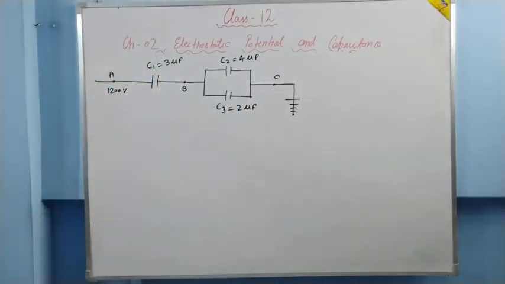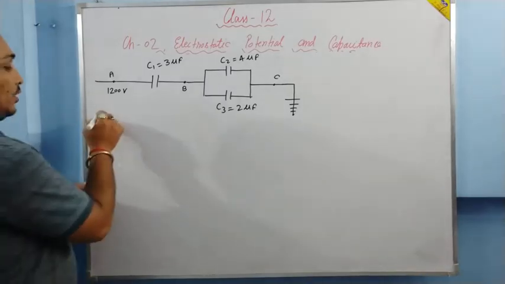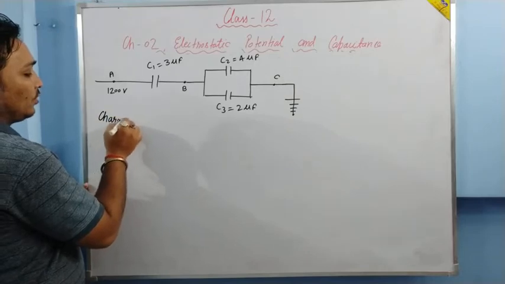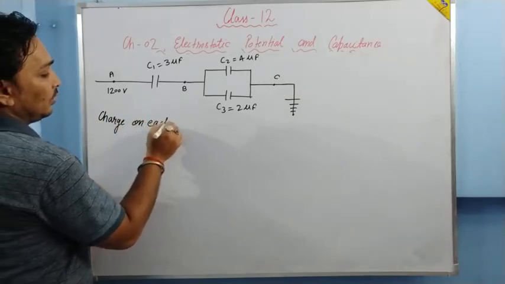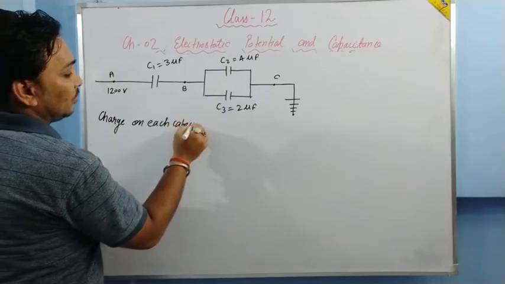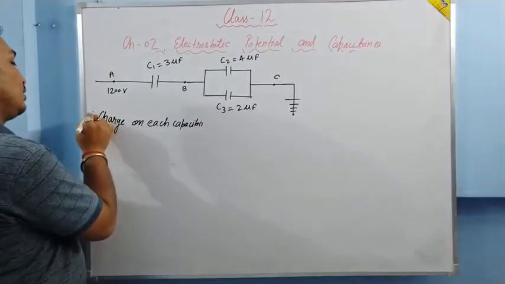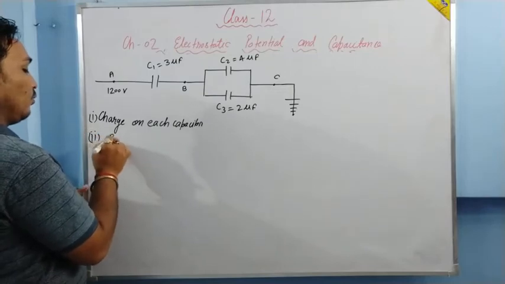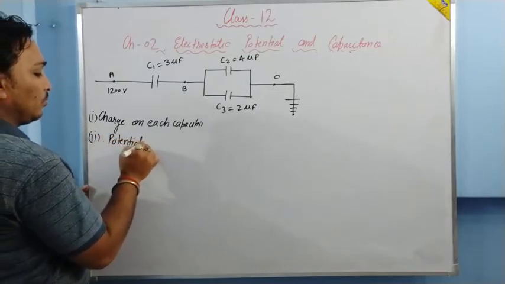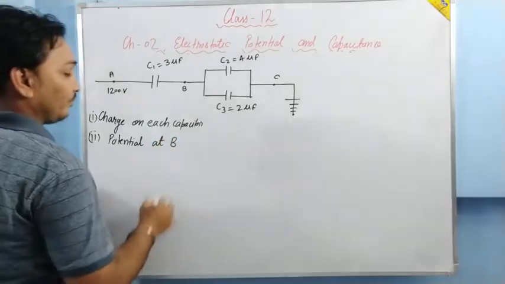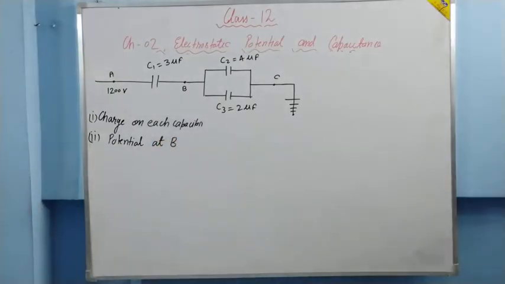This question is given in the circuit and the question is, find the charge on each capacitor and the potential at the point B. These two questions are being asked. Charge on each capacitor we have to find out, and we have to find out potential at B.